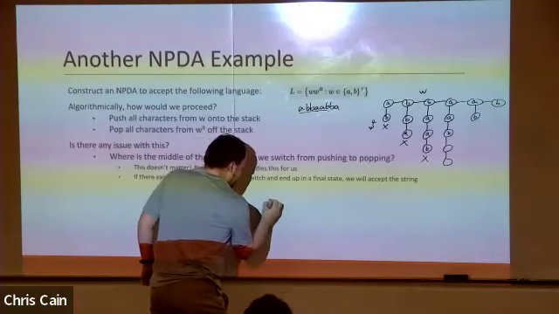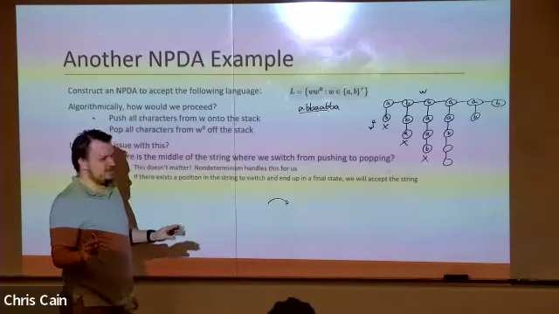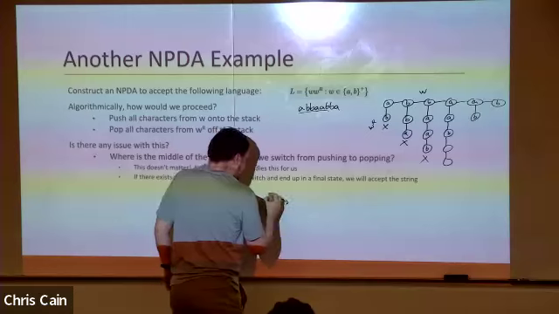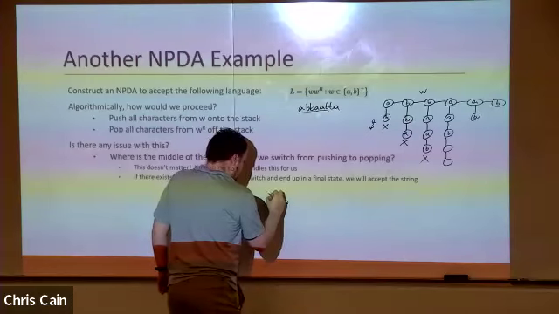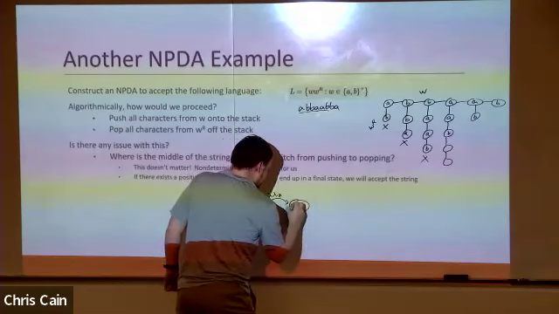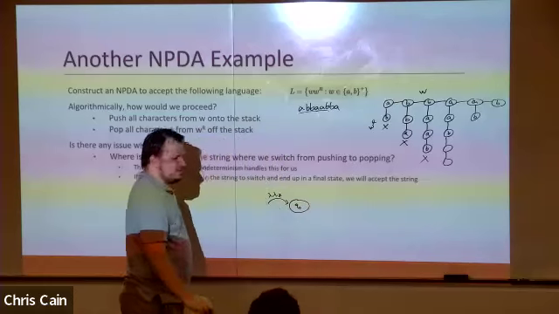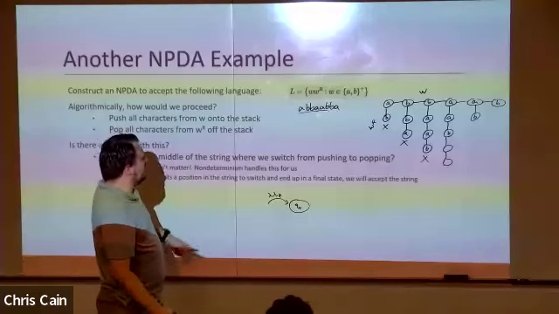So let's do that. In our arrow, we include our pushing of the bottom of stack character onto the stack. So we're going to say that with no character read, we're going to pop nothing and we're going to push the bottom of stack character, getting us to Q0.